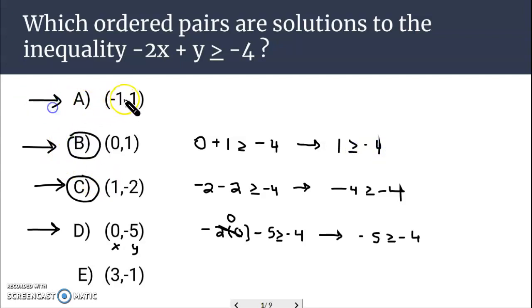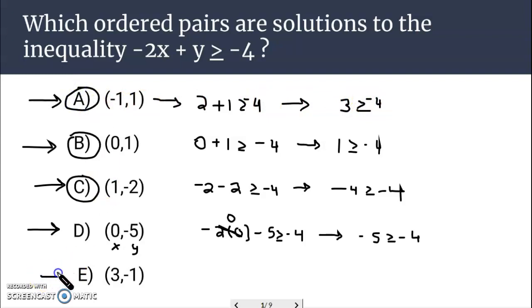Trying A here. Negative 1 in for x. Negative 1 times negative 2 is a positive 2. Plus 1, 1 in for y. Is that greater than or equal to negative 4? 2 plus 1 is 3. 3 greater than or equal to 4. Oh, I'm sorry, negative 4. Don't forget that negative sign, and that makes it true.